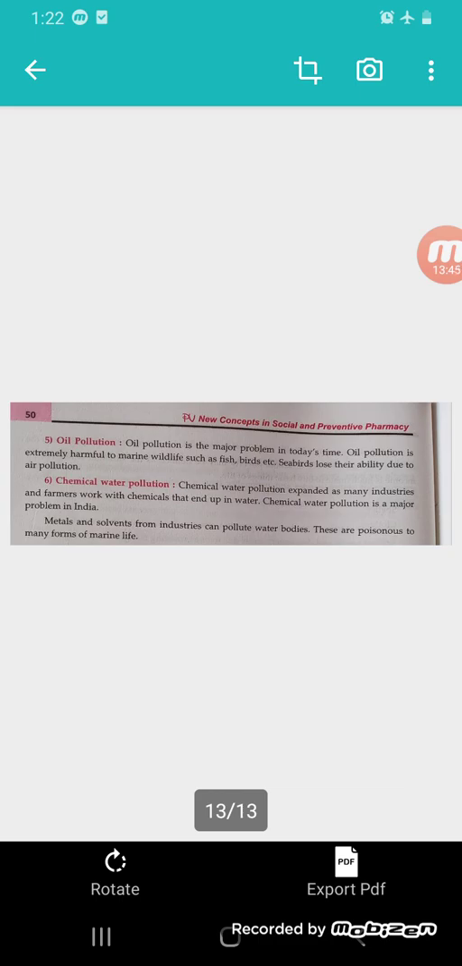Coming to oil pollution. Oil pollution is a major problem in today's time. Oil pollution is harmful to marine wildlife such as fish and birds. Seabirds lose their ability due to oil pollution. Coming to chemical water pollution. Chemical water pollution has expanded as many industries and farmers' waste ends up in the water. Chemical water pollution is a major problem in India. Metals and solvents from the industries can pollute water bodies and these are poisonous to many forms of marine life.